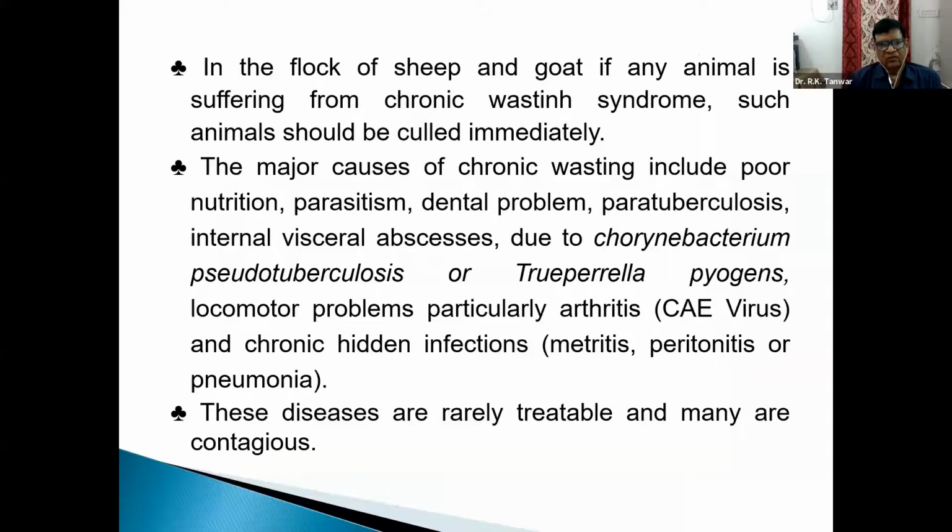In the last slide: in a flock of sheep and goat, if any animal is suffering from chronic wasting syndrome, such animals should be culled immediately. The major causes of chronic wasting include poor nutrition, parasitism, dental problems, paratuberculosis, internal visceral abscesses due to Corynebacterium pseudotuberculosis, locomotor problems, chronic hidden infection, metritis, peritonitis, pneumonia. These diseases are rarely treatable and many are contagious, like paratuberculosis.